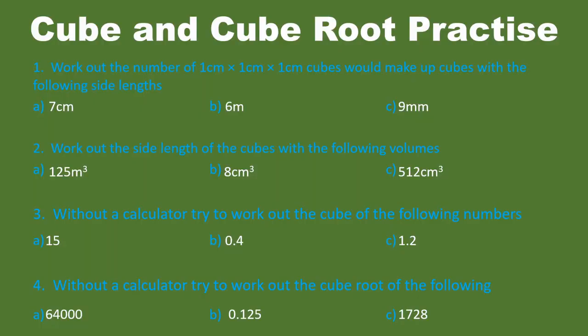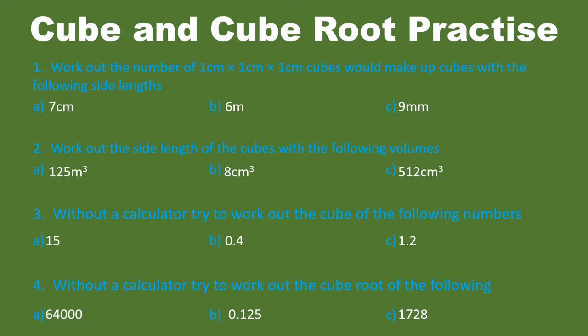Time for some practice now. For question 1, I want you to figure out how many 1 centimeter by 1 centimeter by 1 centimeter cubes it would take to make cubes with the following side lengths. Remember, cubes have the same length, width, and height, so their volumes would be the same as this number multiplied by itself repeatedly 3 times, or this number cubed.